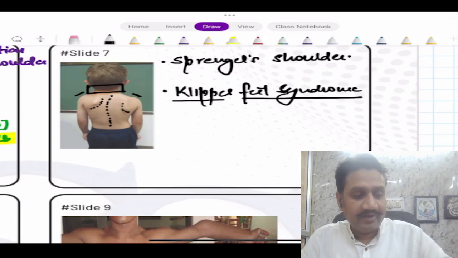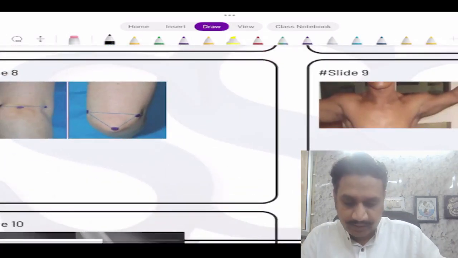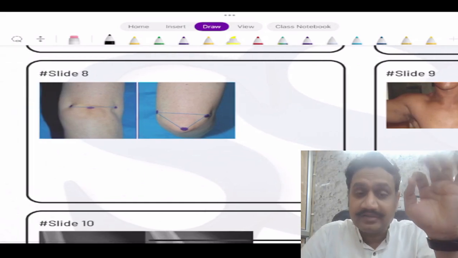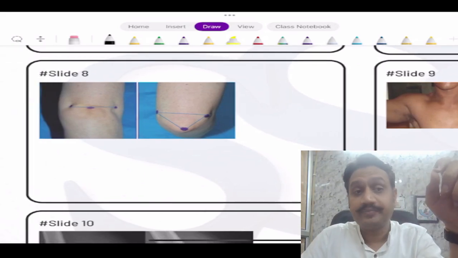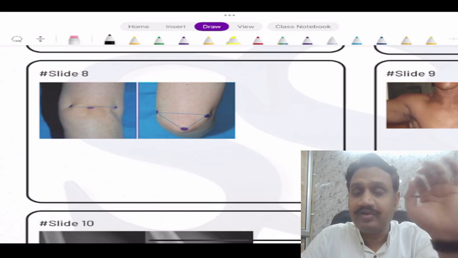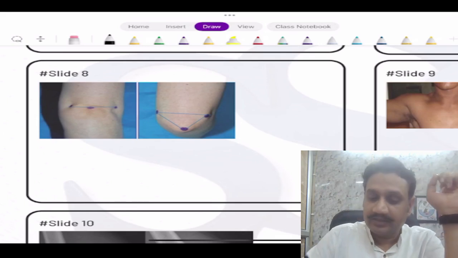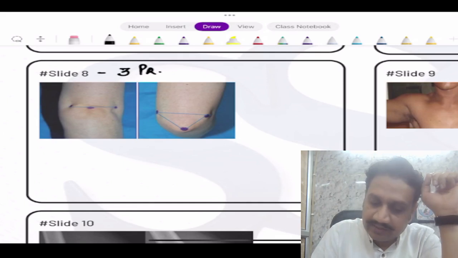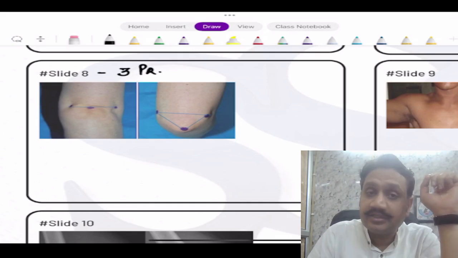All right. Then we have the next one. Now this is again something important which has been repeated in recent years in your NEET and INI exams, so I want everybody to be very, very careful about this. This is what we see around the elbow, and it is called the 3-point relationship.